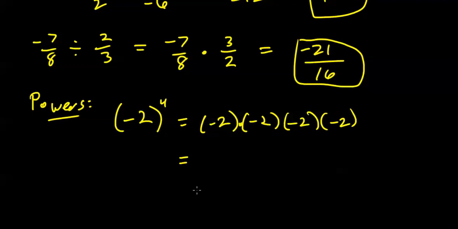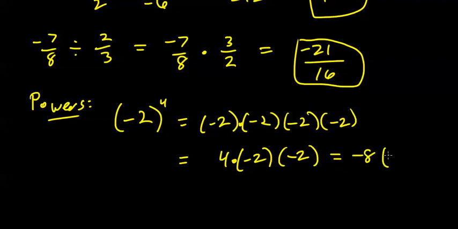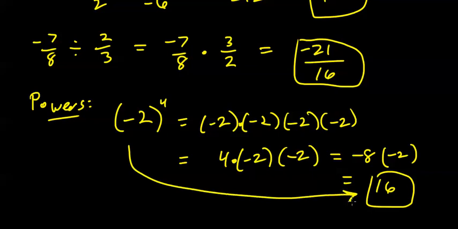In order from left to right, technically. Alright, so let's do minus 2 times minus 2 first. That's going to be 4 times minus 2 times minus 2. And then technically this should be the next step. 4 times minus 2 is minus 8. And then minus 8 times minus 2 is going to be, of course, positive 16. So minus 2 to the fourth power would return positive 16. Right?